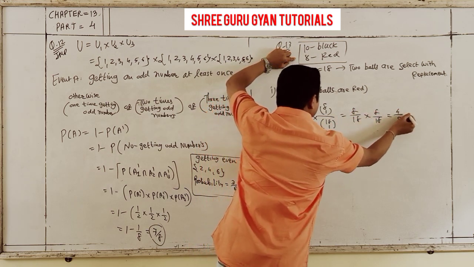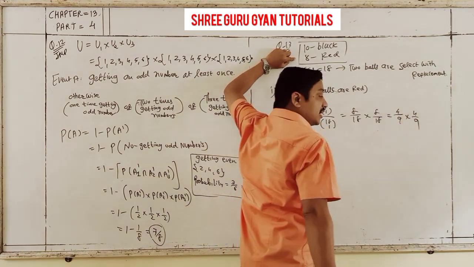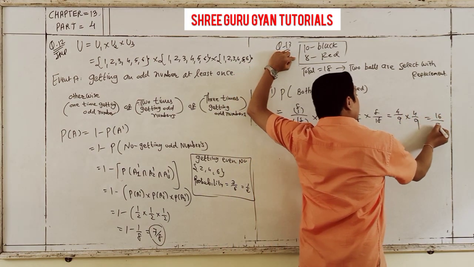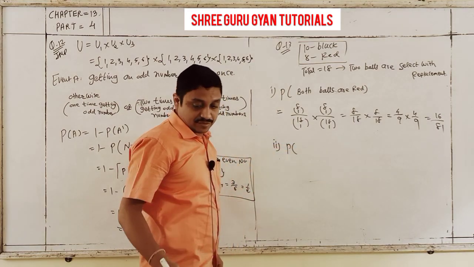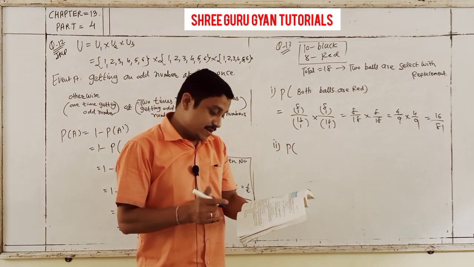4 2s are 9 2s are, 4 2s are 9 2s are. So 16 by 81.